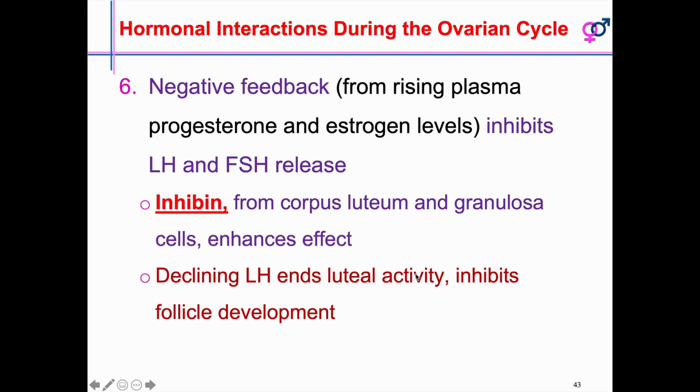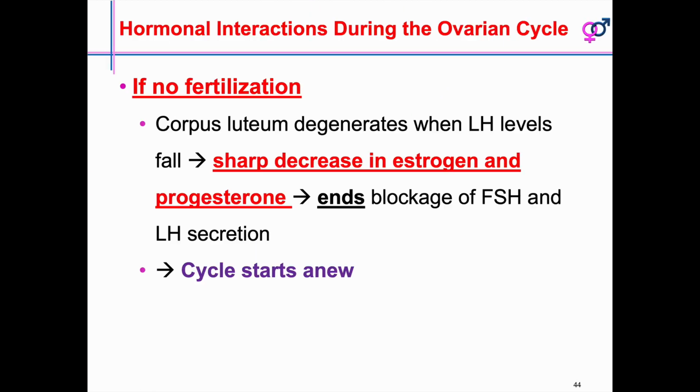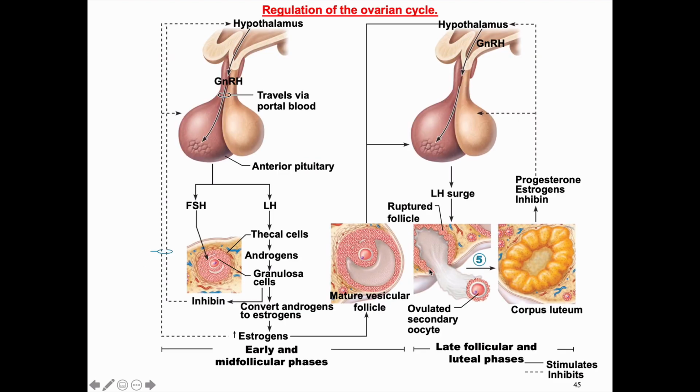Okay, so declining luteinizing hormone ends luteal activity that inhibits the follicle development. Okay, if no fertilization, then this corpus luteum will stop producing the progesterone, and thereby again the next cycle will start. Okay, this is the hormonal activity that is taking place.